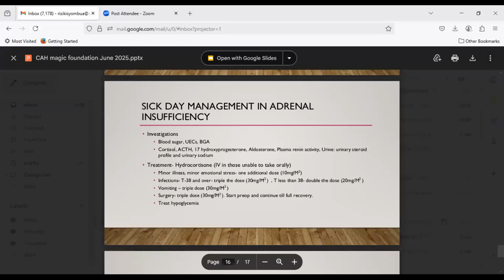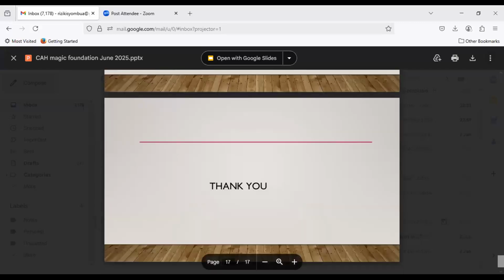Surgery requires preparation, and from pre-op, you need to normalize the cortisol levels before you go to theater. You may need to give several doses during surgery. Some will give a continuous IV infusion. Remember to treat hypoglycemia that arises when you have lack of cortisol. I think that's it. Thank you.